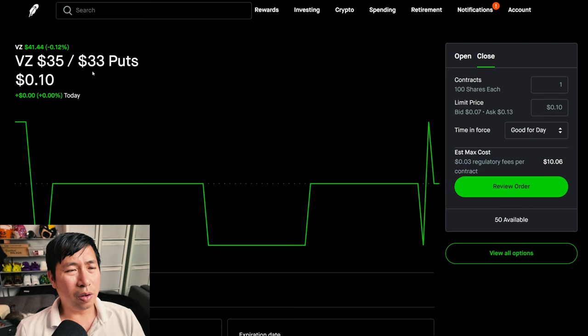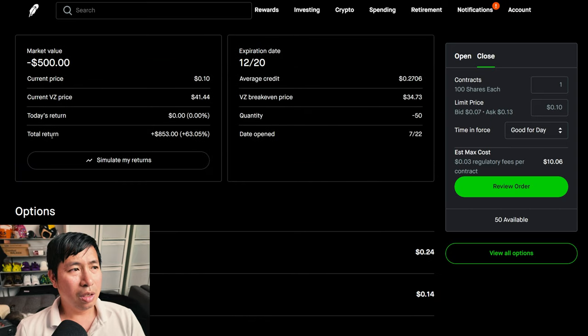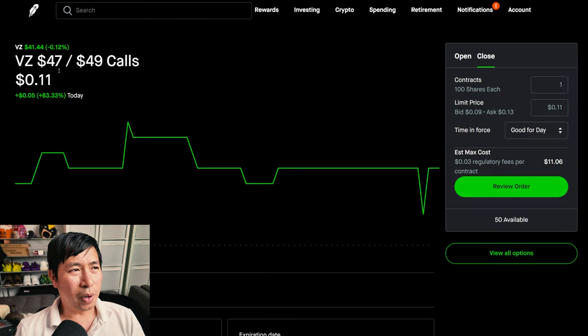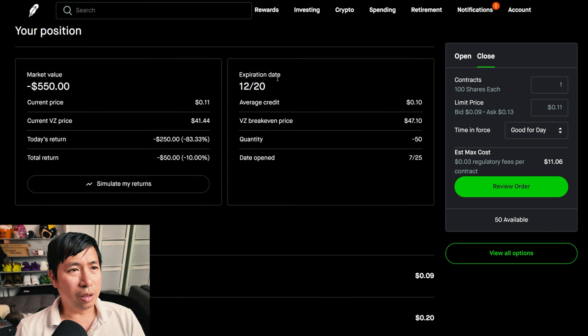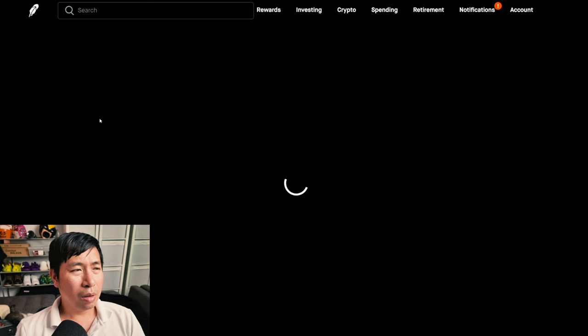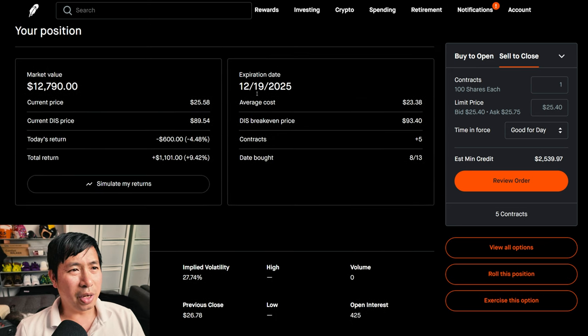I have Verizon $35, $33 put credit spreads. These expire December 20th. My total return, $853. I have Verizon $47, $49 call credit spreads. These expire December 20th. My total return, I am down $50. I have Disney $70 calls. These expire December 19th, 2025. My total return, $1,101.